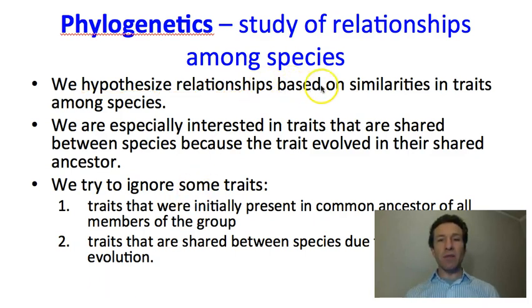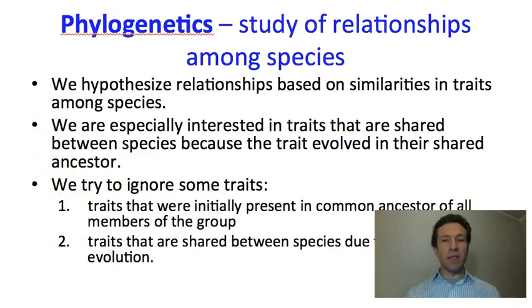So we will hypothesize relationships based on similarities in traits among species. Species that are very similar are probably more closely related. Ones that are more different are less closely related. When we do this, we're not going to treat all traits equally. Instead, we are especially interested in traits that are shared between species because the trait evolved in a shared ancestor. And that's kind of a mouthful, but it'll be easier to understand when we look at the phylogeny. So let's just keep that thought and we'll come back to it on our phylogeny.